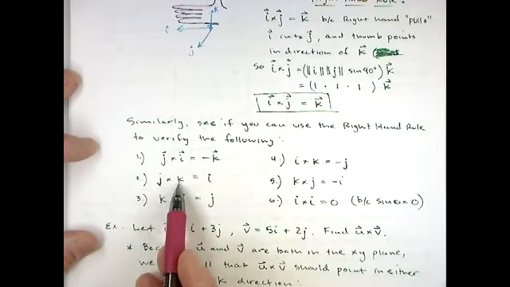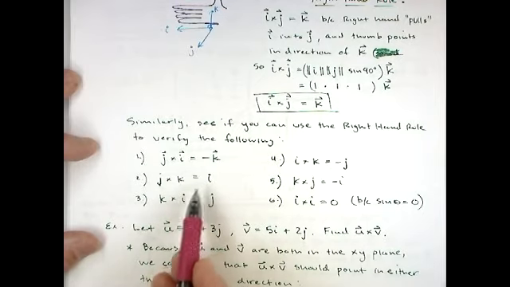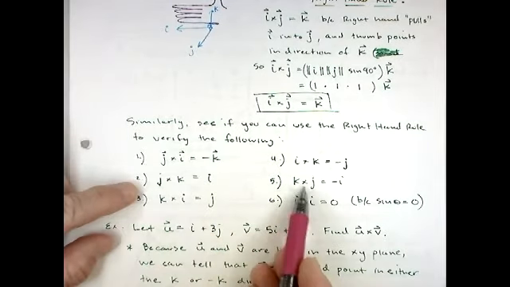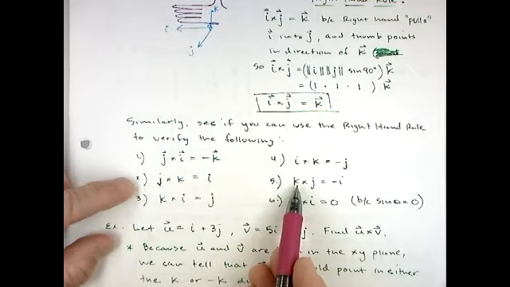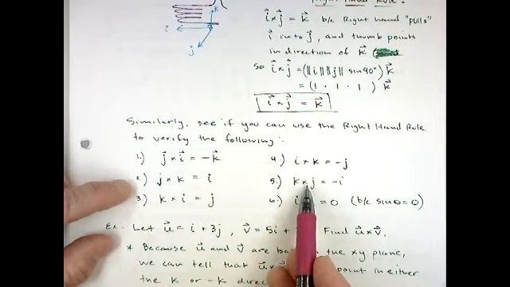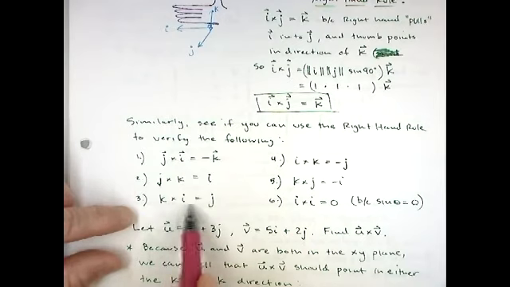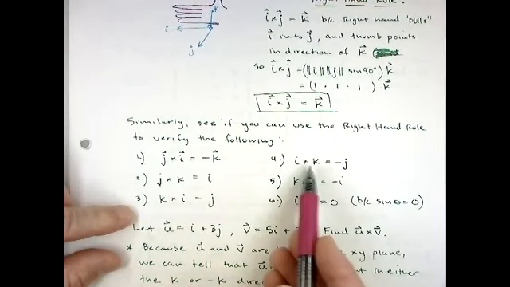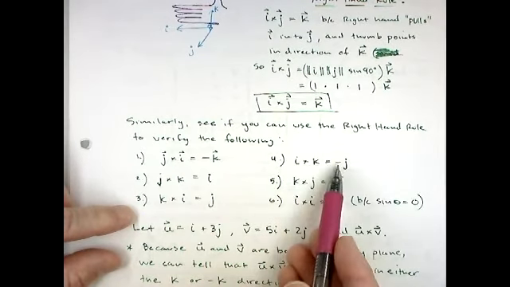If you try j crossed with k, you will get i. And one thing you'll notice, if you do it the other way, j crossed with k is i, k crossed with j is negative i. That's typical. You'll get the opposite vector because you're doing it the opposite way. You're putting your right hand on the other vector first. k crossed with i, you should get j, which means i crossed with k would be negative j.